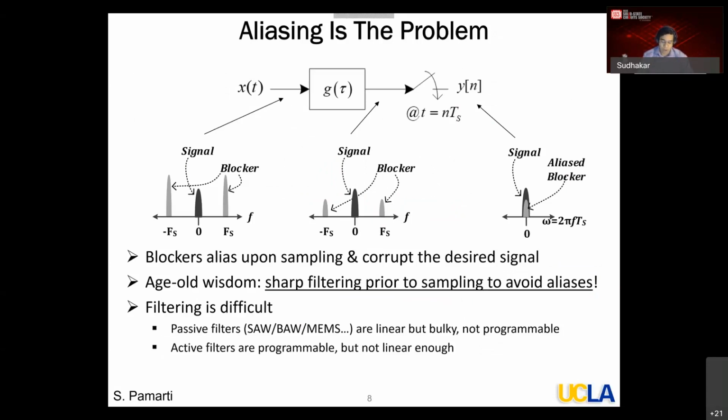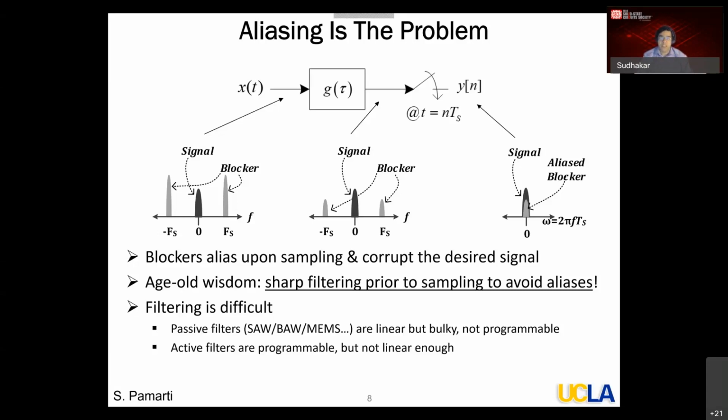All the way back to our undergraduate days, we have been told that you want sharp filtering prior to sampling to avoid the aliases. That's where the Nyquist condition, Nyquist rate came from, and all of those conditions. And that's really what all of us have been doing as RF front-end designers or circuit designers. Build really good filters so that we can suppress all the signals that would otherwise alias, and then we can simply digitize really clean. Now, filtering is a difficult thing.